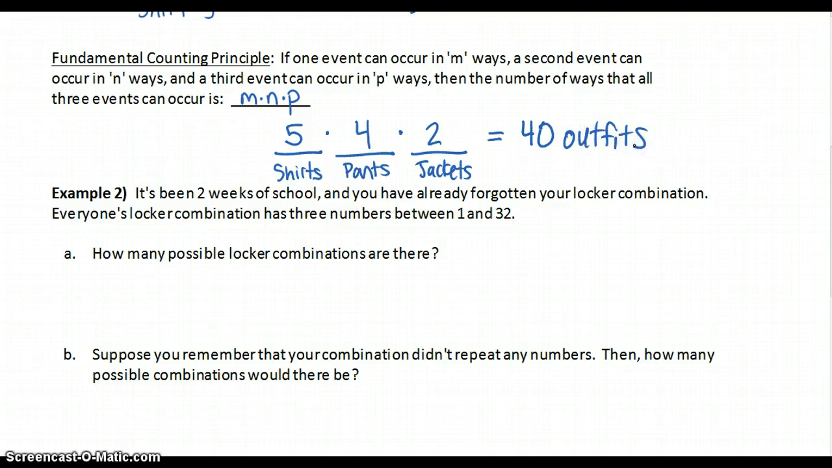See how much faster that is? So this fundamental counting principle is really important. We're going to be using it a lot while we do counting and probability stuff. Let's try one more example.